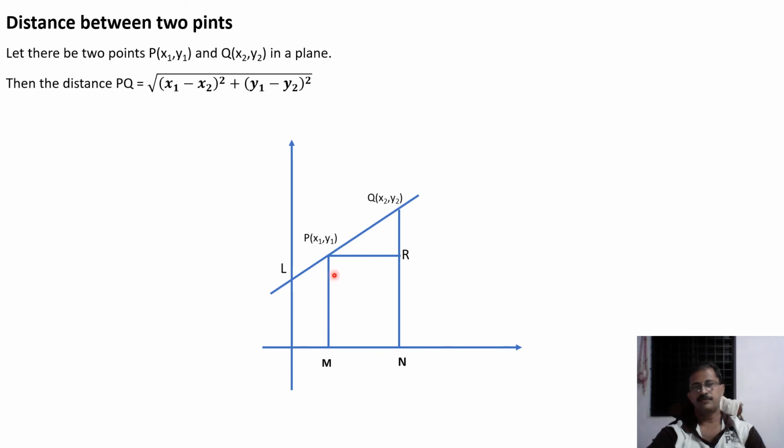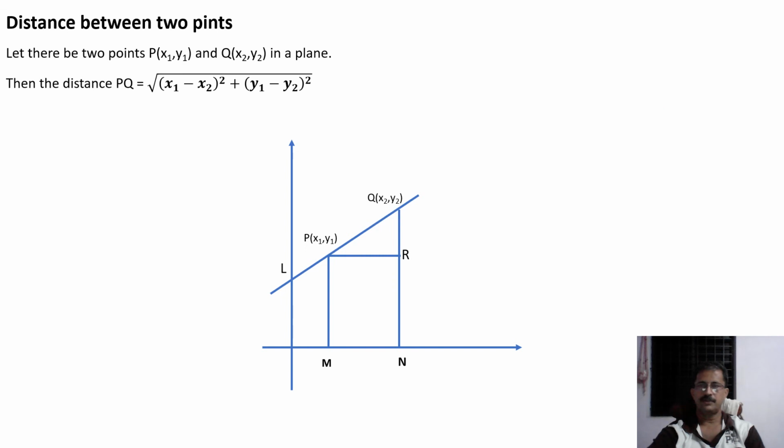Now suppose one point, this point P, lies at the origin, and the other is at some position, say here. What will be the distance? So in that case, x1, y1 are 0, comma 0 for the origin. For the origin, coordinates are 0, comma 0. Therefore, the distance formula becomes PQ equal to the square root of x2 square plus y2 square. Okay, that is the distance from the origin.